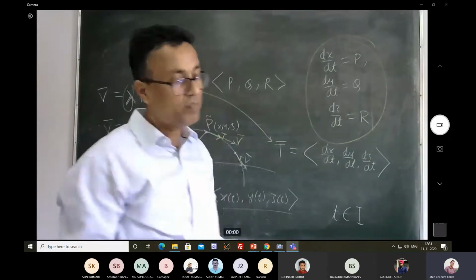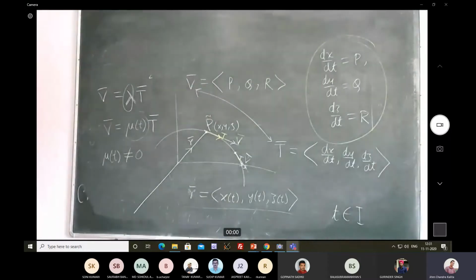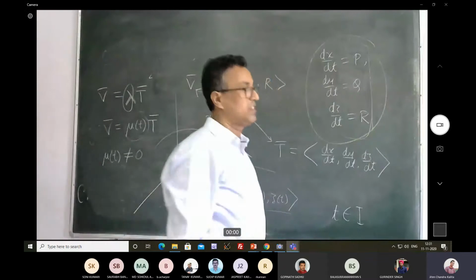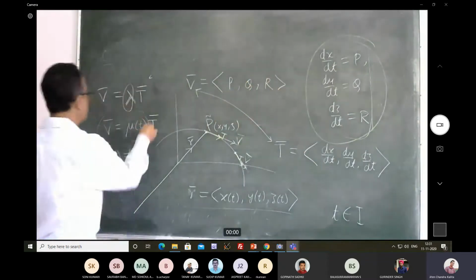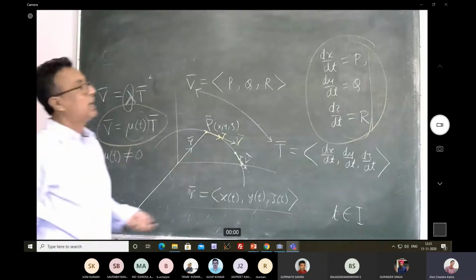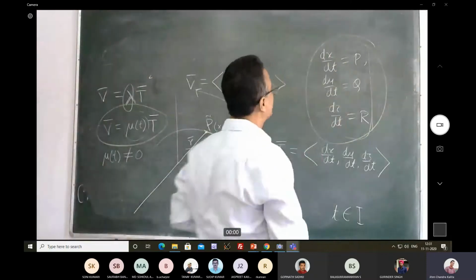Is it okay? So basically, what they say is that with the vector field v given by the components p, q, r, we associate this system of ordinary differential equations. So we are simply associating it. But the actual relationship is going to be given by this. Always remember.